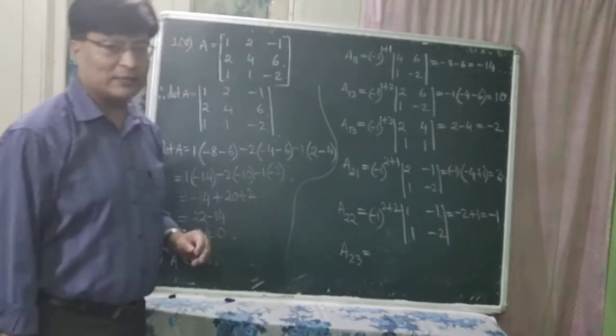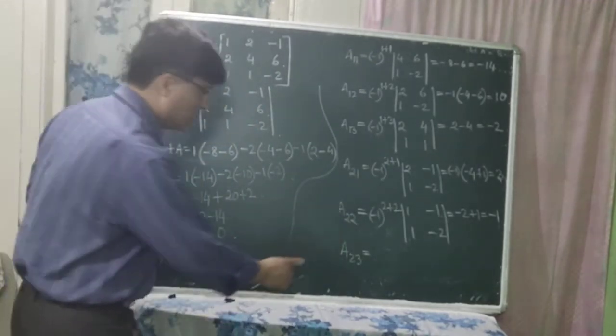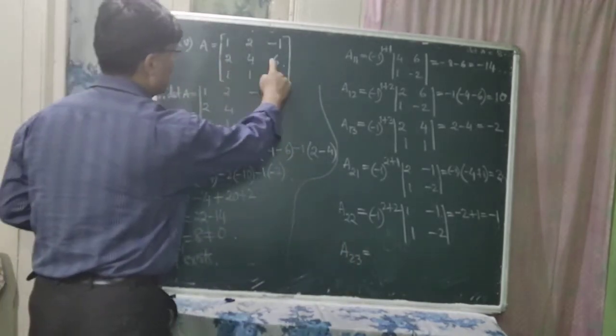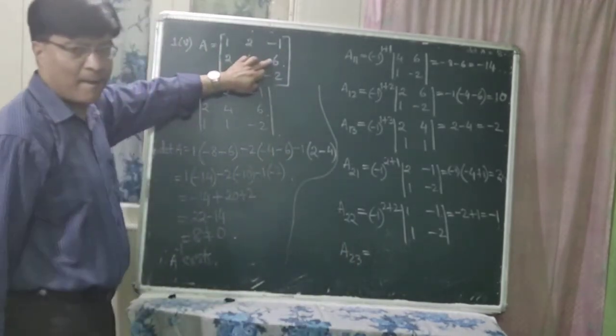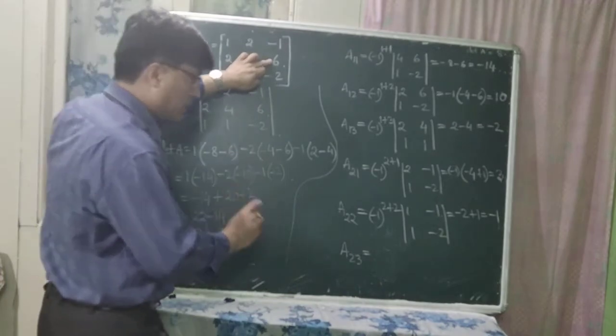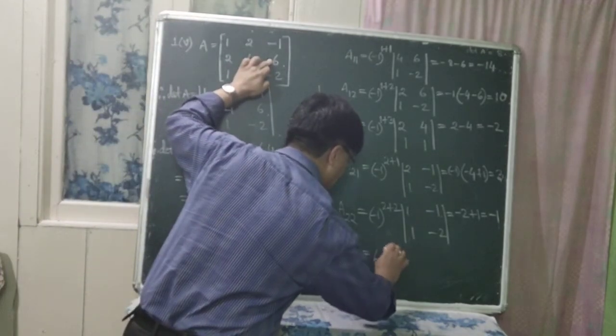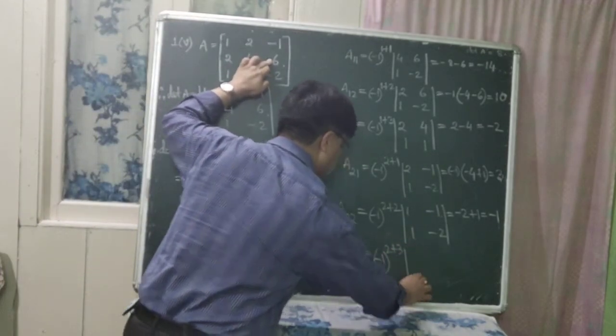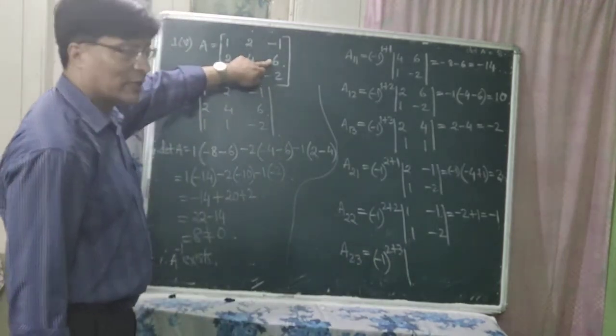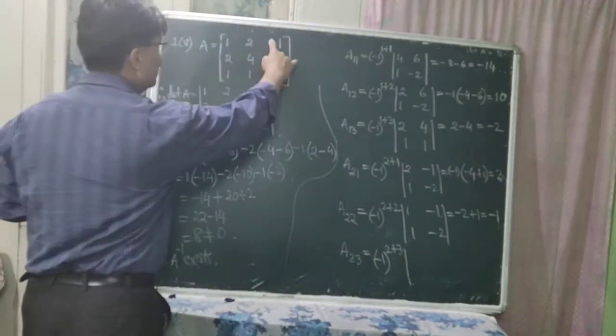Cofactor of the element belonging to the second row and third column. That is 6. Now consider the sign: minus 1 whole to the power 2 plus 3. Now delete the row and the column through the element 6. That means the second row and third column are deleted.